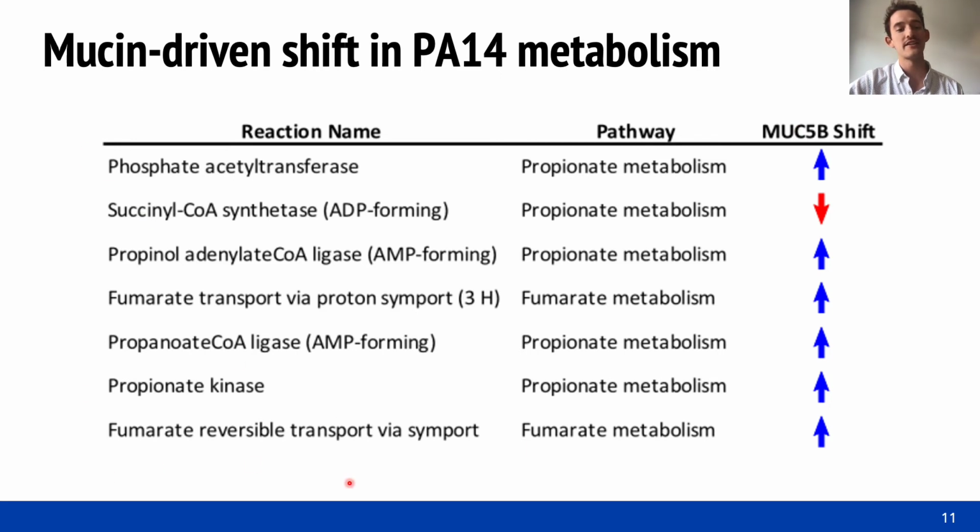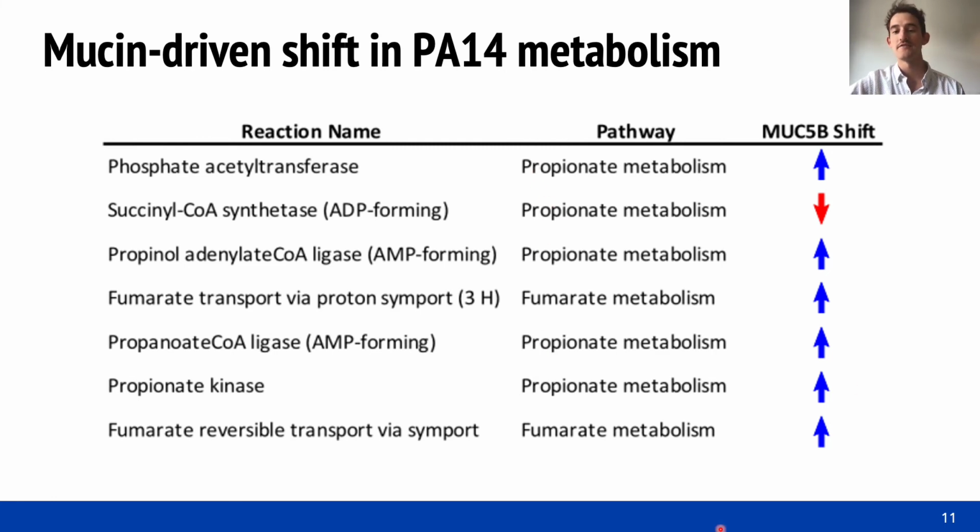And here are our top 7 hits on the random forest, and we provided the reaction name over here, and then connected to the pathway that it belongs to, and then also showed whether it was being utilized more by the MUC5B or less by the MUC5B. And this was interesting because you can see here we have 2 hits in fumarate metabolism, and this was actually noted in the original paper that we pulled the transcript data from, so it was nice to see that we were recapitulating those results.